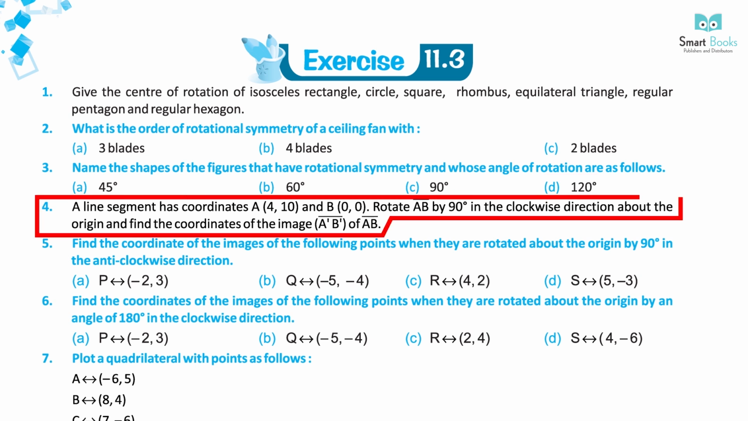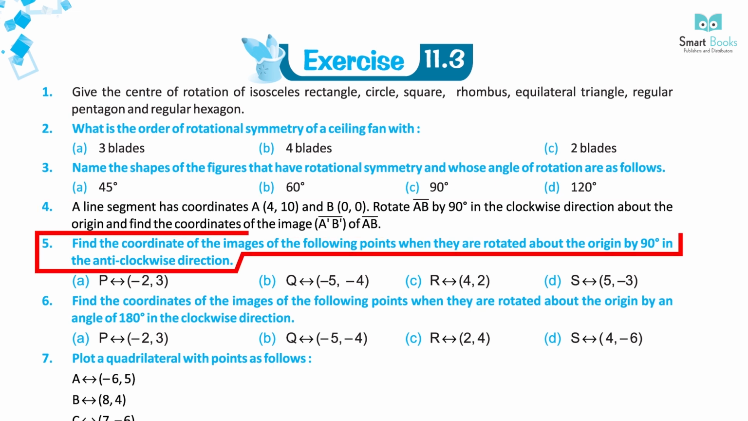A line segment has coordinates A (4, 10) and B (0, 0). Rotate AB by 90 degrees in the clockwise direction about the origin and find the coordinates of the image of AB. Solution: A (10, -4), B (0, 0).